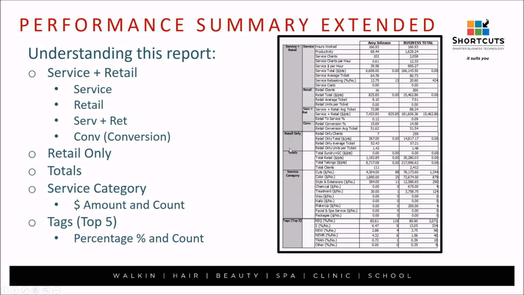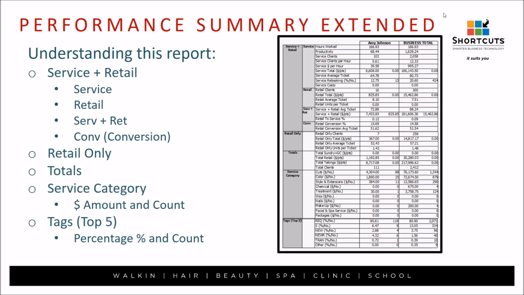You'll also notice that there is a section for retail only. This is just for an employee that has taken retail only clients. So that's not a client that has had a service, that's just potentially a client that's come in and bought products. That is it. That is what we classify as a retail only client. Whereas up the top there, it's a service client that has purchased retail at the same time. You'll also view the totals. As we can see here, we've got the total sundry, total retail, total takings, and total clients that that particular employee has serviced.